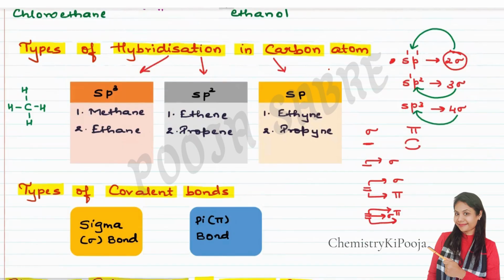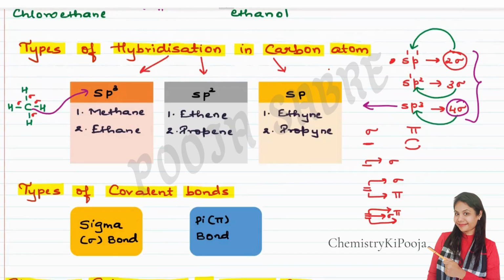If I look into the sigma bonds, how many sigma bonds are present? 1, 2, 3 and 4. That means all the bonds are what? Sigma, and a total of 4 sigma bonds are present. So if I look into this table, I can see that 4 sigma bonds means what type of hybridization? SP3. So this carbon is SP3 hybridized. Okay, this is how you are going to identify the hybridization.